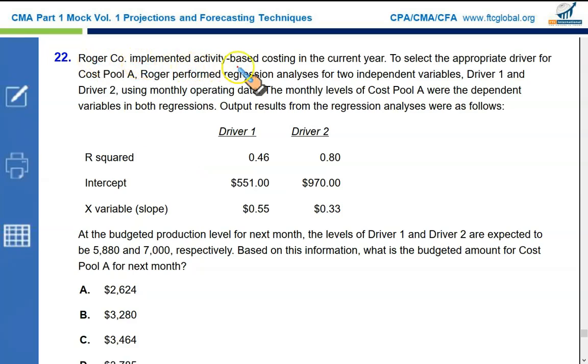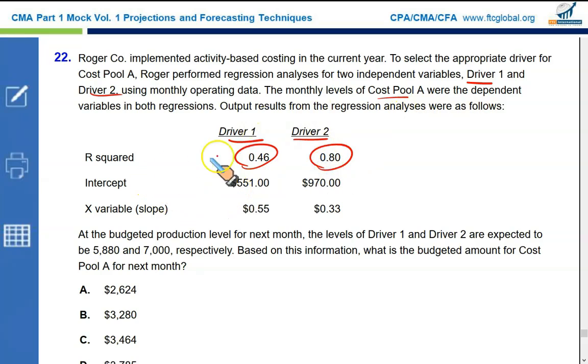Roger Company implemented activity-based costing in the current year to select the appropriate driver for cost pool A. Roger performed regression analysis for 2 independent variables, driver 1 and driver 2, using monthly operating data. The monthly levels of cost pool A, for which he has identified 2 drivers, were the dependent variables in both regressions. Output results from the regression analysis were as follows. Driver 1 has R squared 0.46, driver 2 has R squared 0.80.